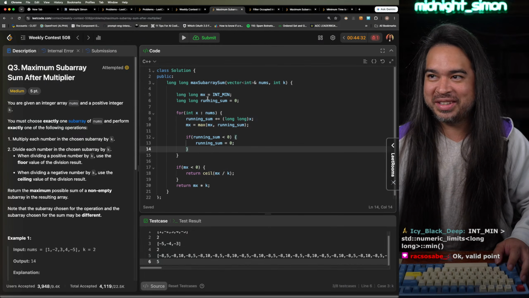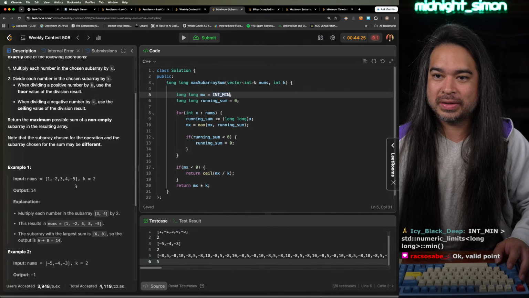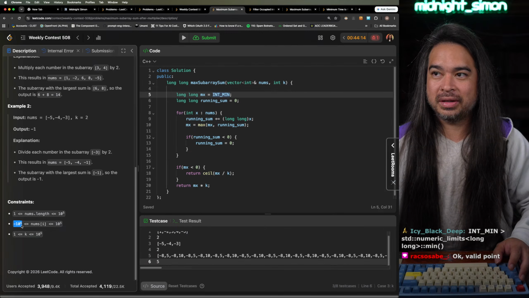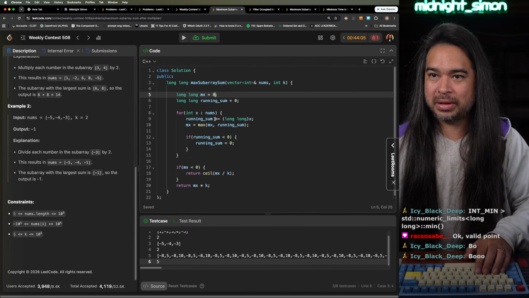Wait, int min? Yeah, this is also min because each of the numbers are only -10 to the 5th. So maybe I should change that? I don't know. Or maybe this should actually be 0 in the beginning. I actually don't know now.